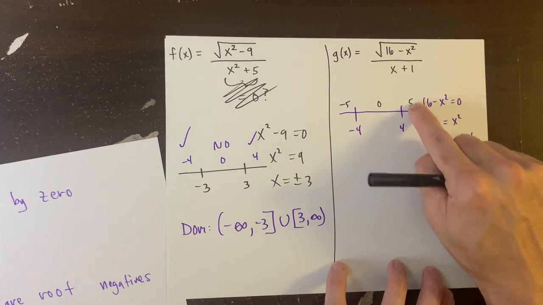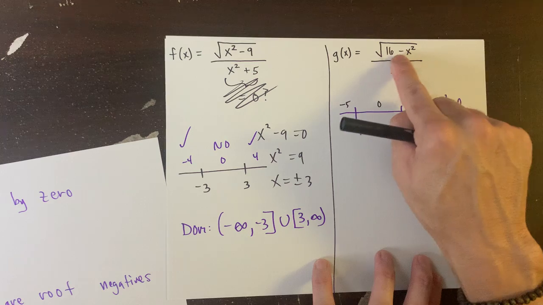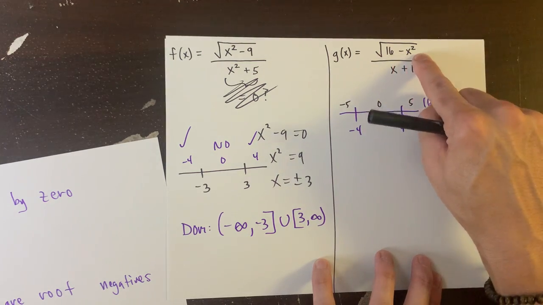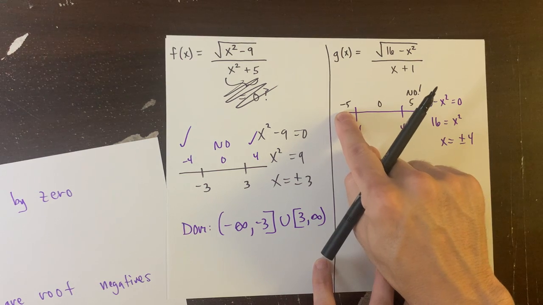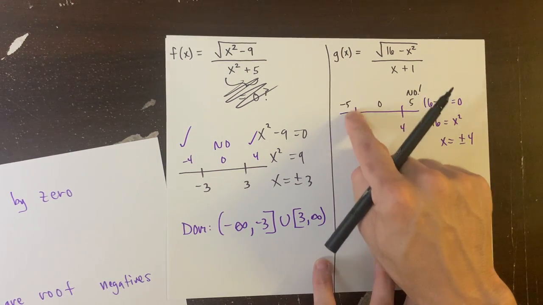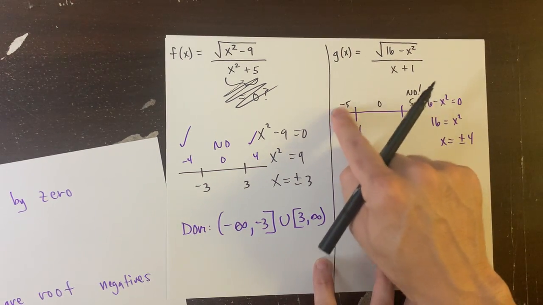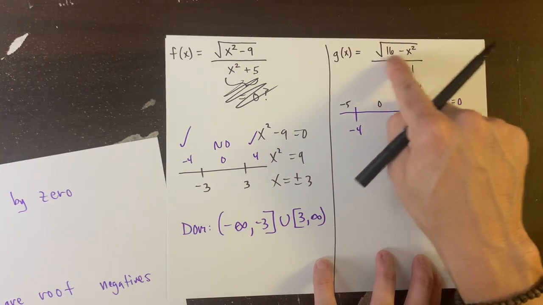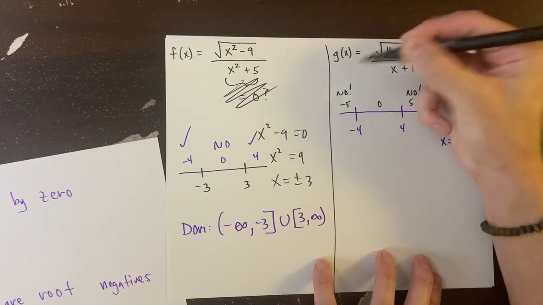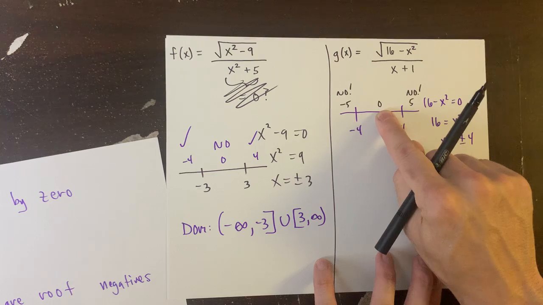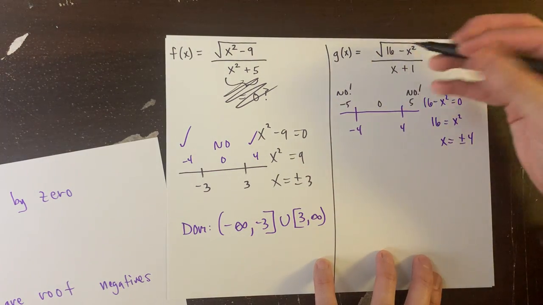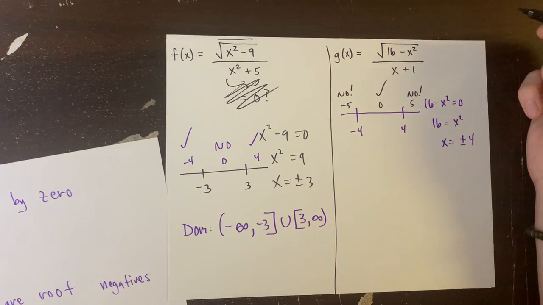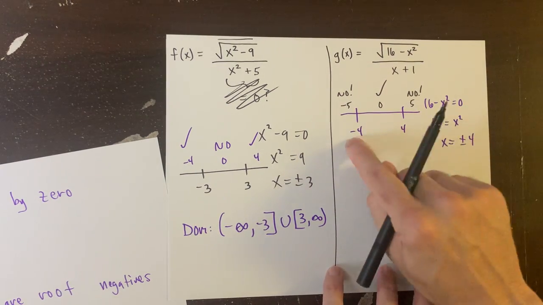Can I use positive 5? No, because that would be 16 minus 25, and that's negative. So this is a no. Can I use negative 5? No, for the same reason. If I use negative 5 or anything that lives in this region, it'll be the negative being square rooted. That's bad. Can I use 0? Yes, because that'd be 16 minus 0, which is 16, and we can square root a positive 16, so this is yes. What about the 4s themselves?